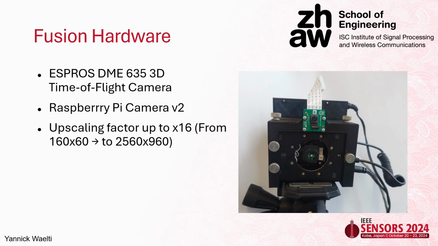We built a fusion hardware that consists of an Espros 635 3D TOF camera and a Raspberry Pi camera version 2. And the TOF camera has a resolution of 160 by 60 pixels, and we can upscale that by a factor of 16 in both directions, so we achieve a resolution of 2560 by 960.